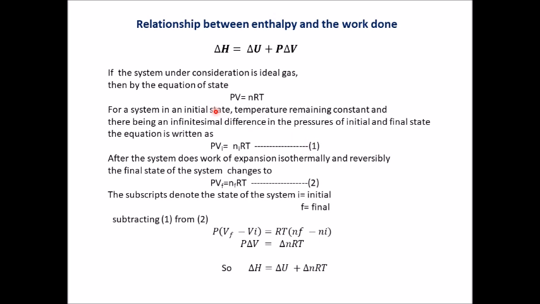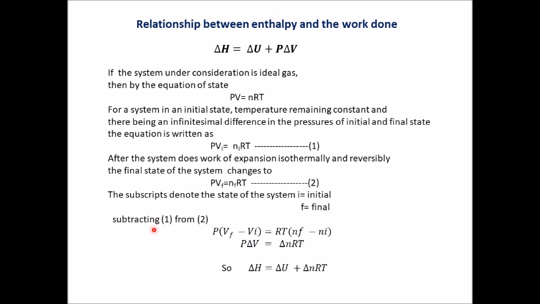If the system under consideration is an ideal gas, then by the equation of state we have PV is equal to nRT. For a system in an initial state, temperature remaining constant and there being an infinitesimal difference in the pressures of the initial state and the final state, the equation is written as PVi is equal to niRT, where the subscript i stands for initial. After the system does work of expansion isothermally and reversibly, the final state of the system changes to the parameters PVf is equal to nfRT. The subscripts denote the state of the system, i equal to initial, f equal to final.